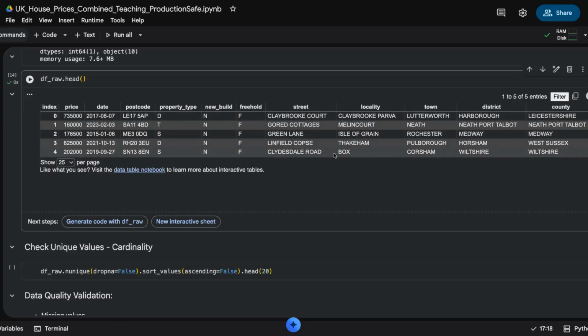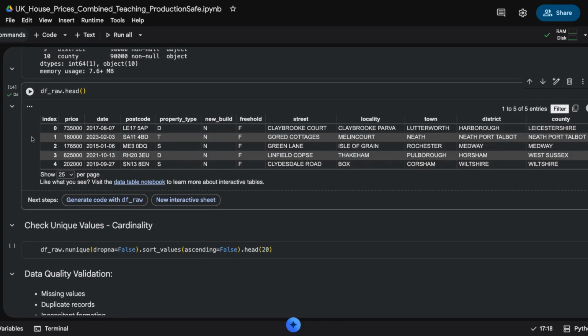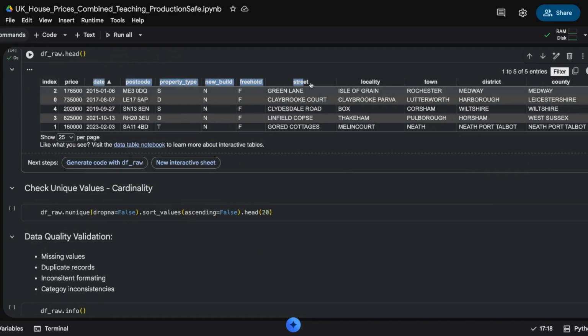Now that we know the structural properties, let's classify these variables conceptually. Quantitative variables. We have exactly one quantitative variable, price. This is a continuous numerical variable. It represents the transaction value of the property. Continuous means it can take any value within a range. For example, £200,000, £250,000, £250,001, and so on. The remaining 10 columns are categorical variables.